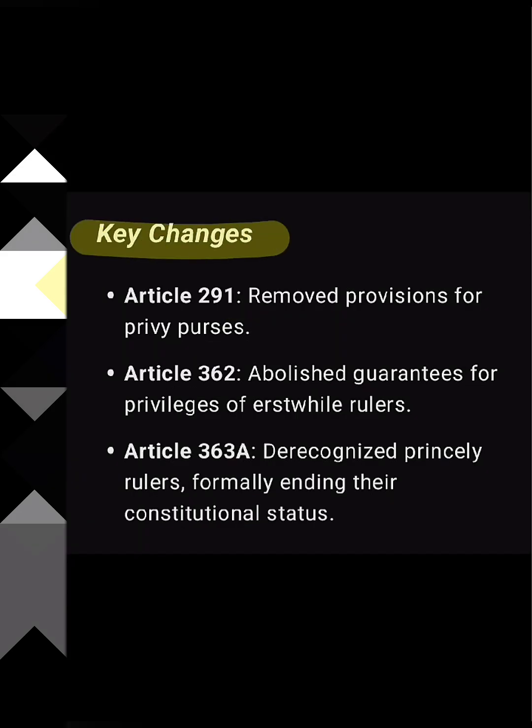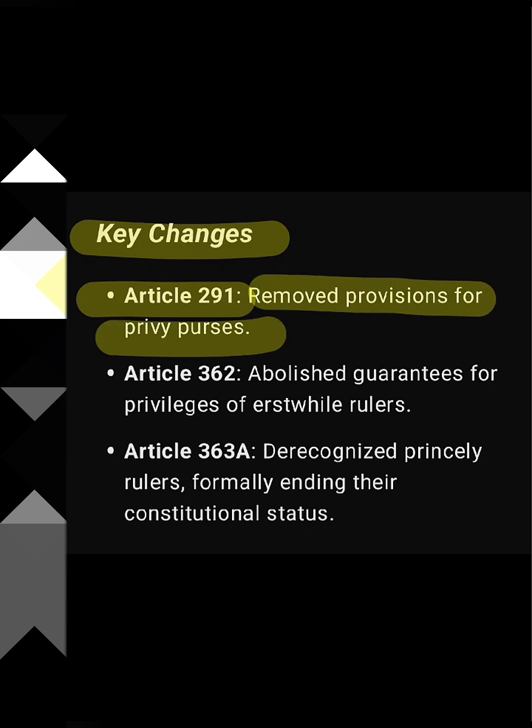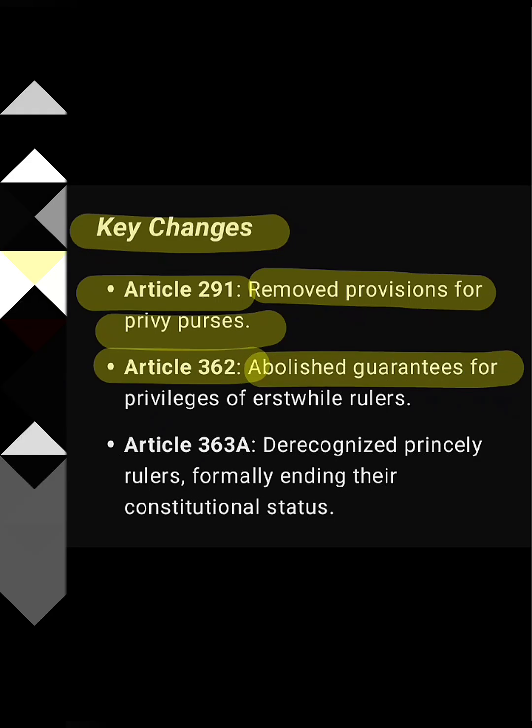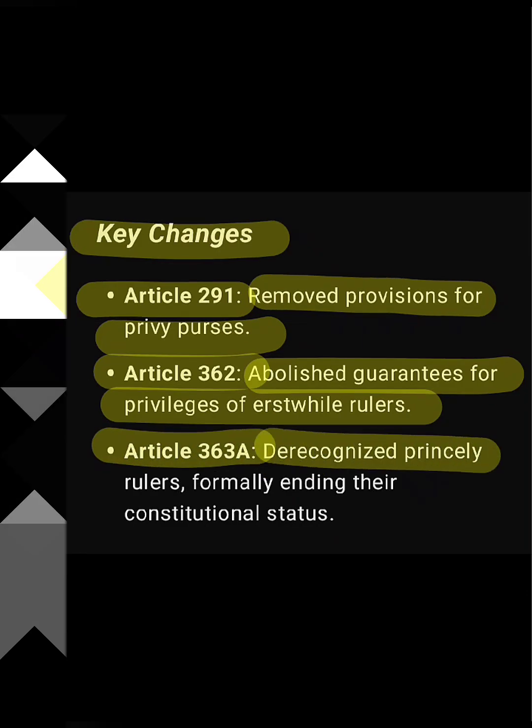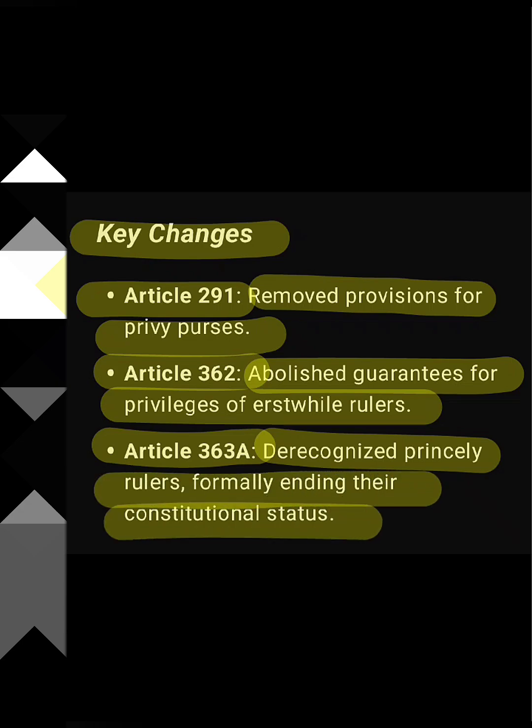What were the key changes made through this amendment? So this amendment has amended Article 291, under which the provisions for privy purses were removed. Also under Article 362, it abolished guarantees for privileges of erstwhile rulers, and under Article 363A, they have derecognized princely rulers, formally ending their constitutional status.